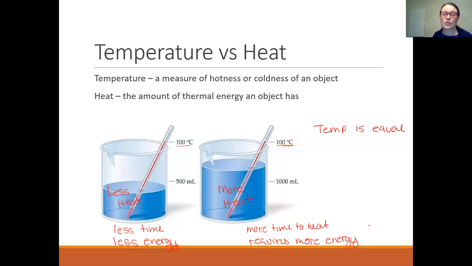I'm still getting used to talking and writing at the same time, so you'll have to bear with me, okay? So I think that makes the difference between heat and temperature fairly straightforward. If you have questions about it, please let me know.